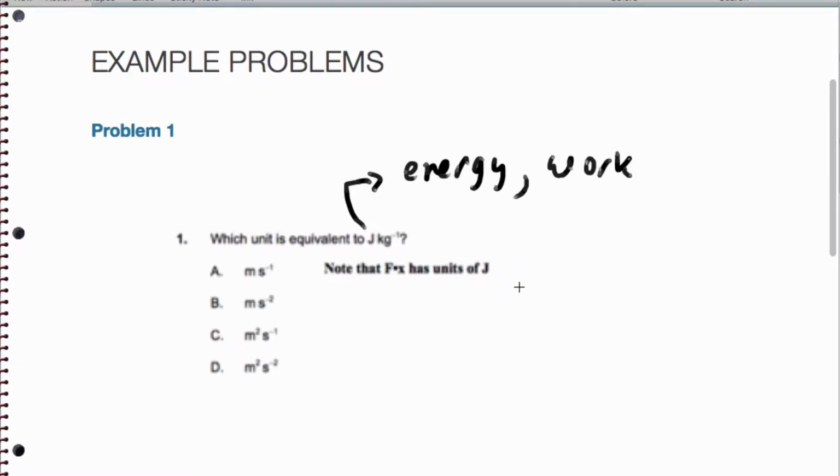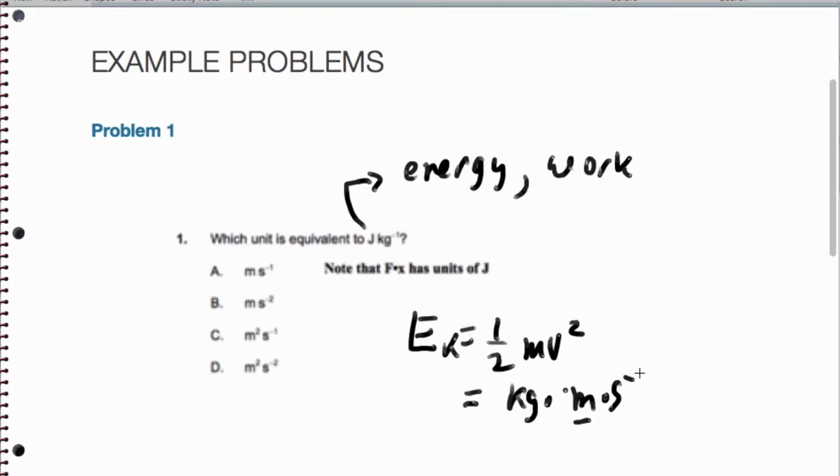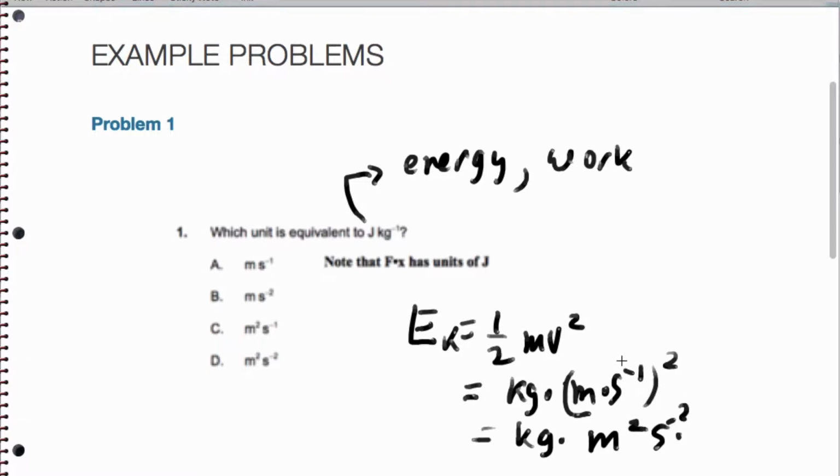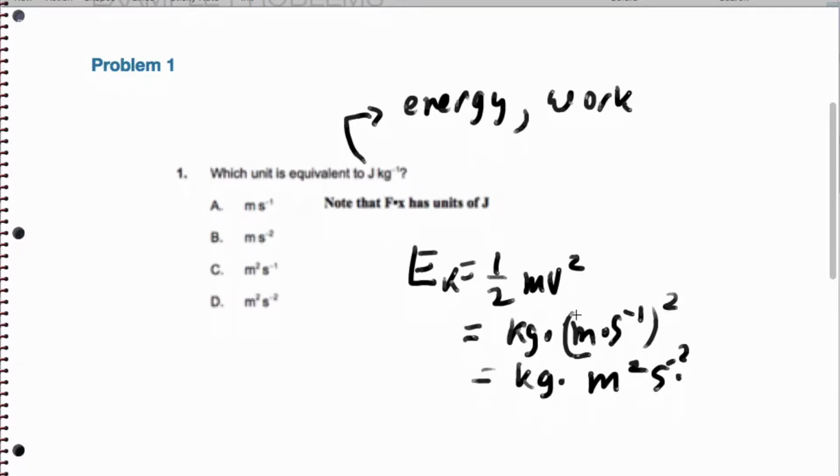Let's review a couple of things to get some consistency here, something you might not have thought about. For example, kinetic energy has a formula 1/2 mv squared, right? Let's examine those units closely. That's kilograms times meters per second, that's velocity, and then we square that. What that means is we get kilograms meters squared seconds to the -2, right? So that's one way of saying it.